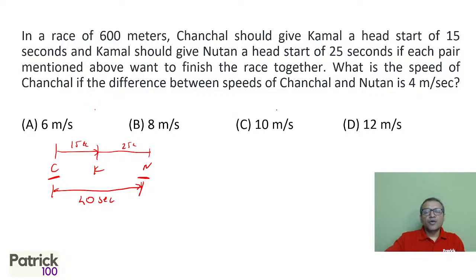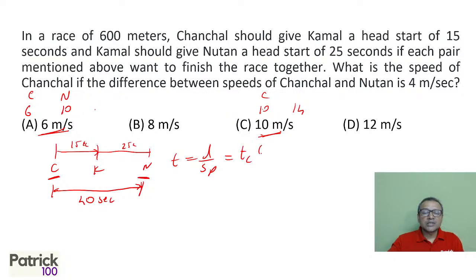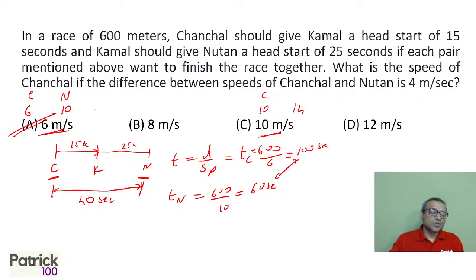If I look at the options here, I'll not use 10 meters per second, because if the speed of Chanchal is 10, then the speed of Newton is 14 meters per second. But 14 is difficult to divide by 600. Remember, time is equal to distance upon speed. If I take 6 option, the speed of Chanchal will be 6, speed of Newton will be 10. So time taken by Chanchal is 600 upon 6, which is 100 seconds. Time taken by Newton is 600 upon 10, 60 seconds. The difference is 40 seconds, which satisfies what we want. A option.